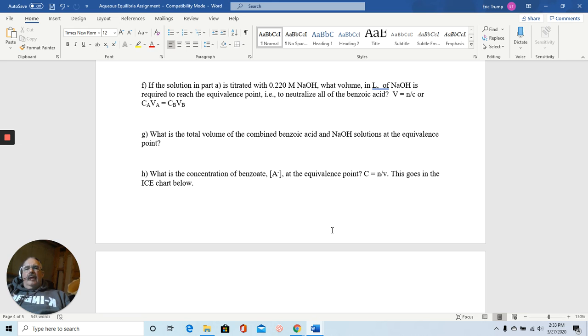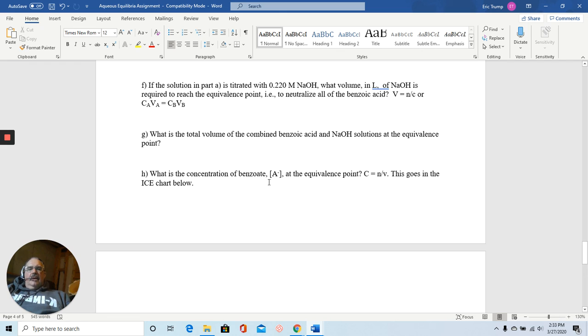And then part F, if the solution in part A is titrated with 0.220 molar sodium hydroxide, what volume in liters or milliliters of sodium hydroxide is required to reach the equivalence point? That is to neutralize all of the benzoic acid. Okay, and then what is the combined volume? So that would be this volume plus the original volume that you started with.